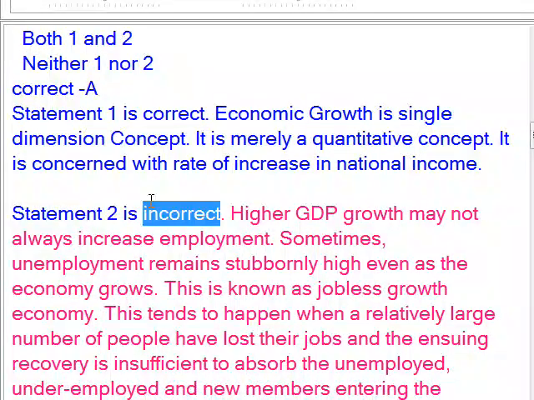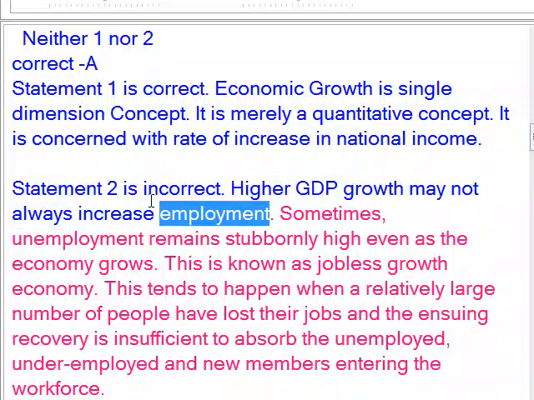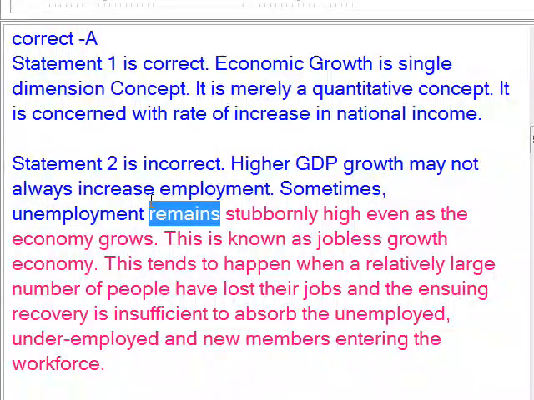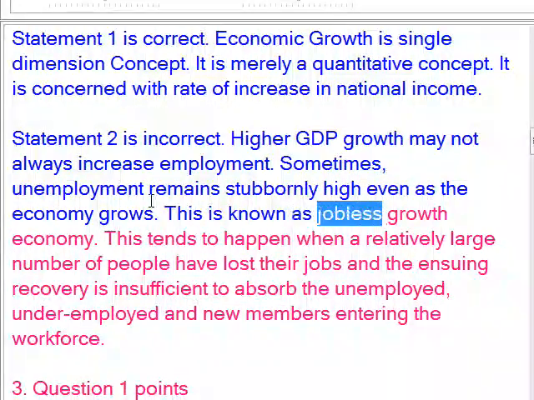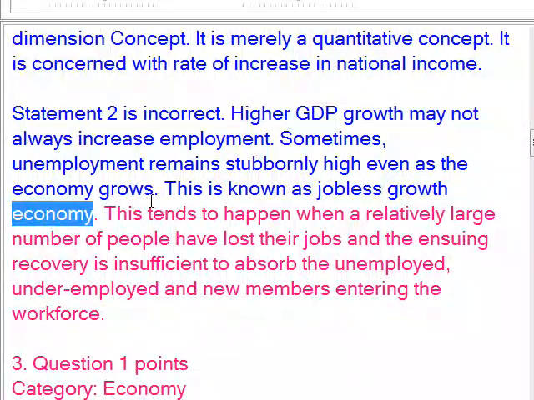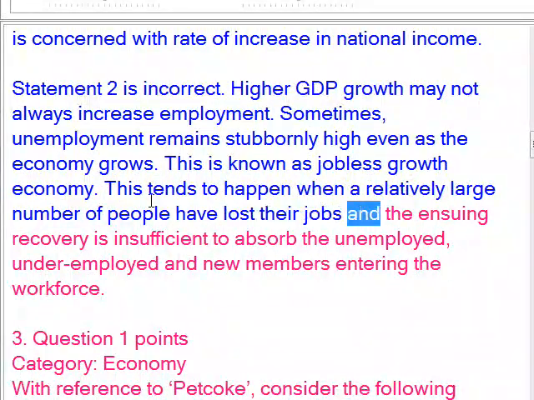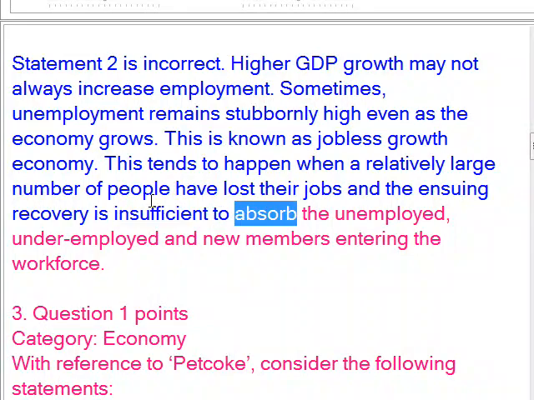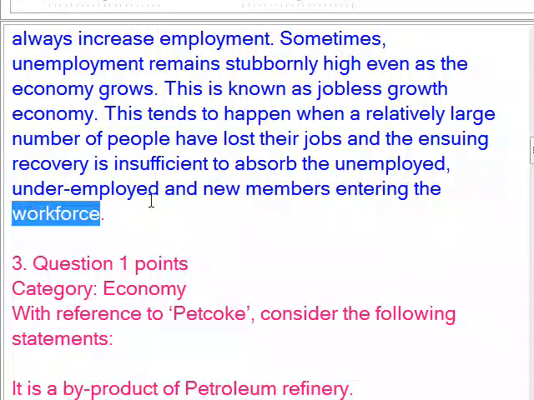Statement 2 is incorrect. Higher GDP growth may not always increase employment. Sometimes, unemployment remains stubbornly high even as the economy grows. This is known as jobless growth economy. This tends to happen when a relatively large number of people have lost their jobs and the ensuing recovery is insufficient to absorb the unemployed, underemployed, and new members entering the workforce.